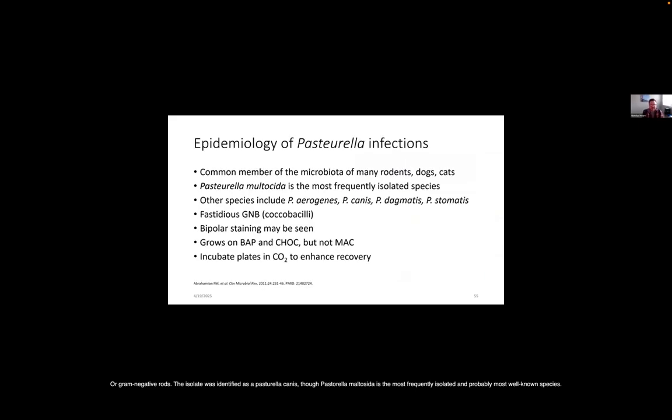The isolate was identified as a Pasteurella canis, though Pasteurella multocida is the most frequently isolated and probably most well-known species. There are other Pasteurella species, and many of these are common members of the microbiota of rodents, dogs, and cats. And they can often have bipolar staining. They grow well routinely on blood and chocolate agar, but don't grow on MacConkey agar, and that's our selective agar for gram-negative rods. And we tend to get better recovery of these organisms when they're incubated in CO2 enhanced environments.